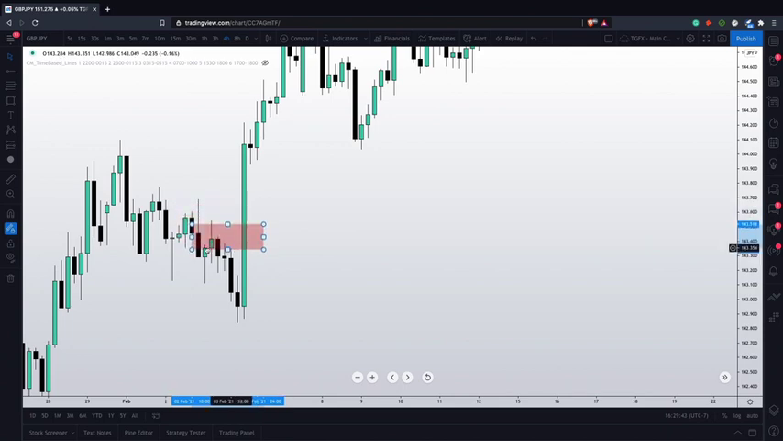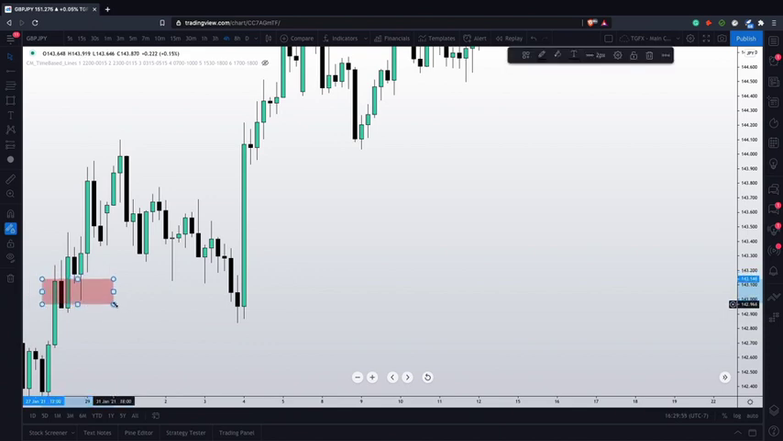All right, price creates another order block here. Price rejects it and falls until it falls to a level that's strong enough to reverse price, which happens to be this order block here.